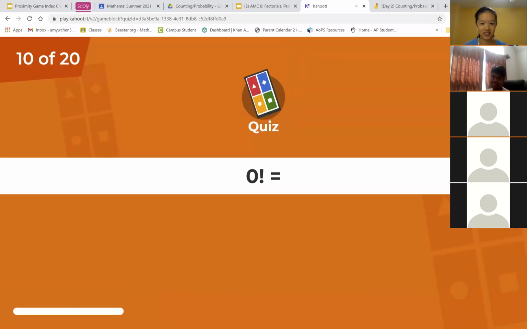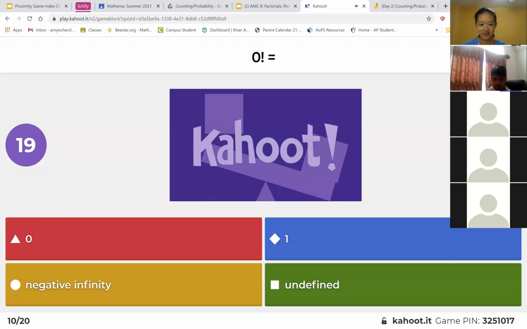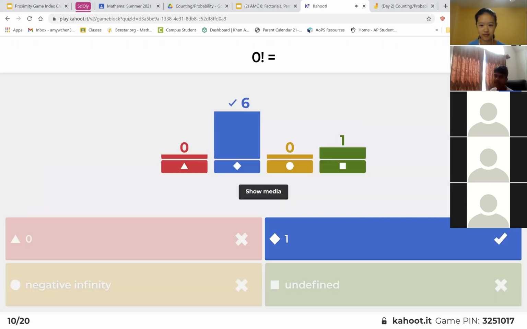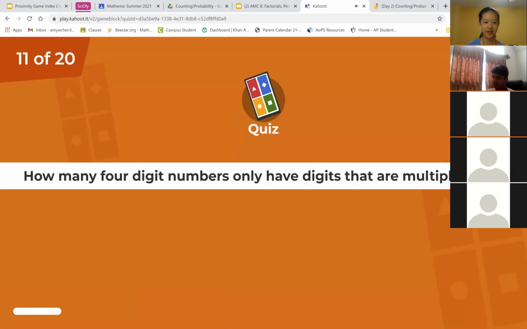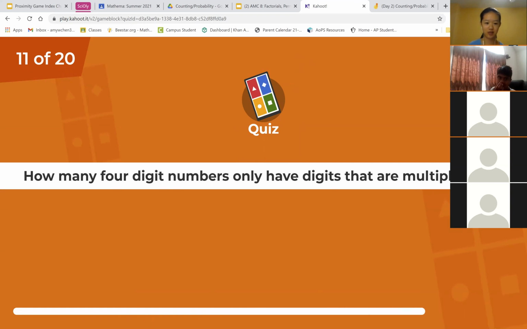Uh-oh. Okay. This is the hardest one. At least one person's gonna get the wrong answer. Somebody's actually gonna put zero. What if no one gets it wrong though? Wait, isn't that the right answer? If no one gets it wrong, Amy's gonna be one happy person. I knew it, zero factorial again. Zero factorial is just one. Oh, okay. Good thing is no one chose zero. That's good. Okay. How many 4-digit numbers only have digits that are multiples of 3?